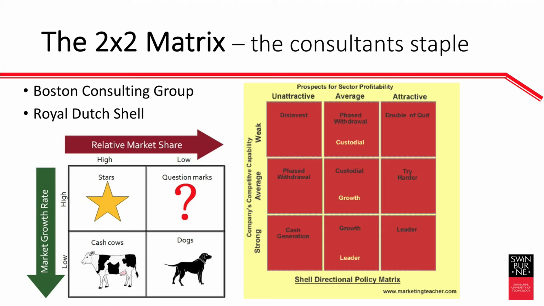The Royal Dutch Shell model, a bit more complicated, same principles applied. You can build a 2x2 matrix to explain almost anything. I showed you earlier the Igor Ansoff product market matrix, which is a 2x2 matrix, again used very extensively in consulting and academia to explain, well, almost anything.